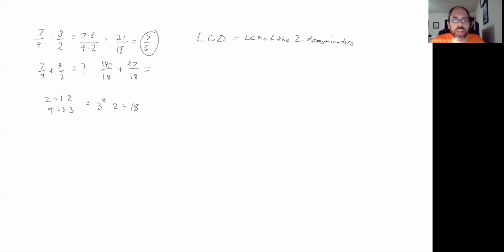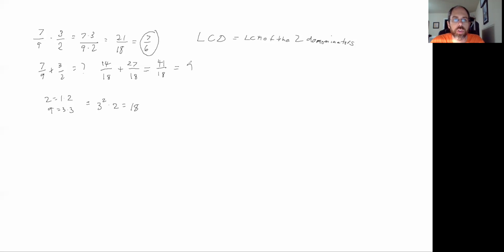So I have 27/18 plus 14/18, and now I'm thinking solely in terms of 18ths. I have 14 of them and 27 of them. 14 plus, say, 30 would be a nice round even 44. Backing off the extra 3 I added would be 41. So I have 41/18.